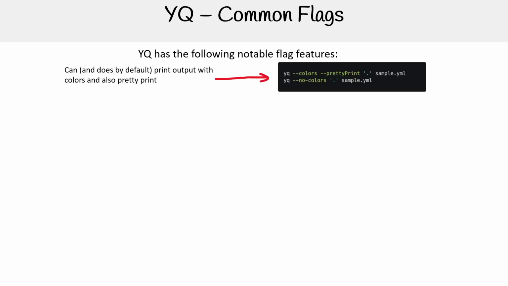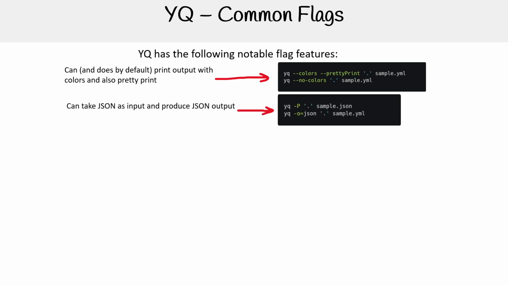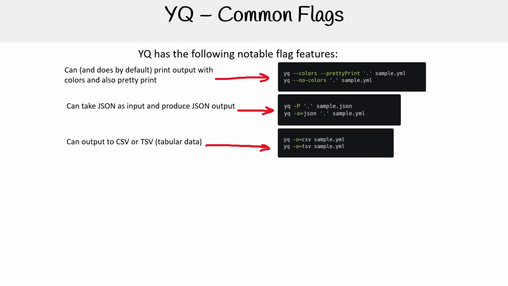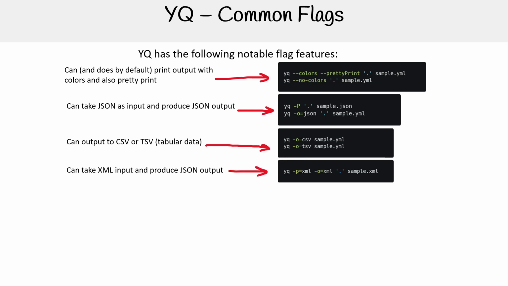Let's take a look at some common or notable flag features. So one thing is you can print out the output with colors and do pretty print. So let's say you have a YAML file, you just want to see it printed out in a nicer format, you can do that. You can take JSON as an input and produce JSON as an output. So even if you are working with JSON, you can work with it in both directions. You can output to a CSV or a TSV, so that's really useful when you have a YAML file.